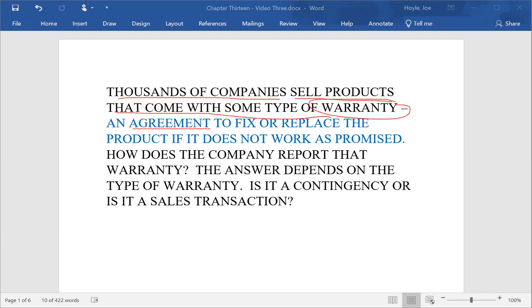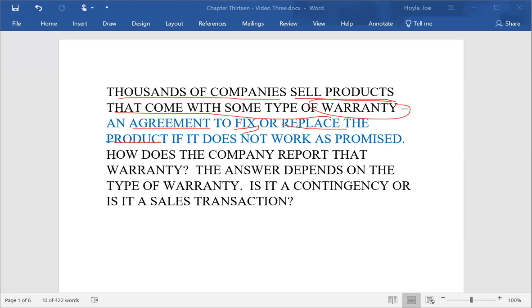First off, it's important to know what a warranty is. A warranty is nothing more than an agreement to fix or possibly replace a product if it does not work as promised. So if you do buy a car and there is a problem with the car, then the company that sold you that car is promising that they will fix it. How does that company report that warranty?